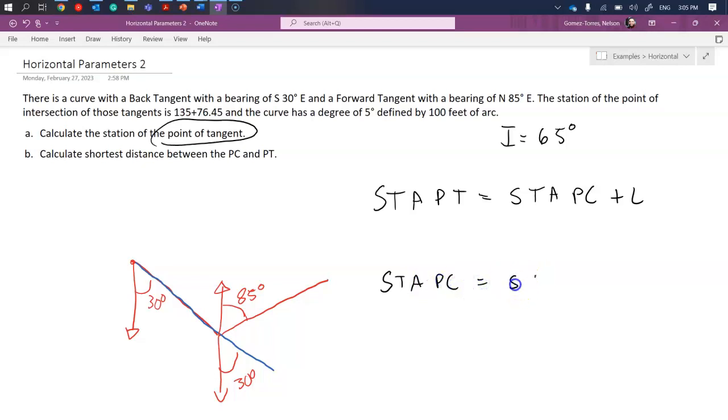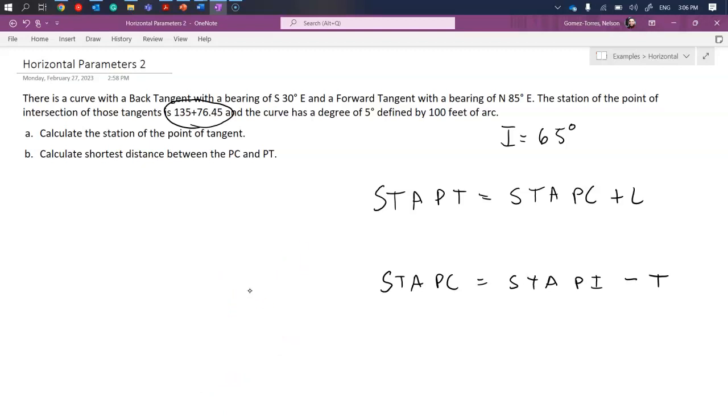Let me try to find then what is the station of PC. And the station of PC is the station of PI minus T. You remember the typical drawings for a curve, that's pretty obvious. PC is going to be PI minus T. Now, PI was given to me, this number over here. This is PI. However, I don't have T. So we need to find T. I will also need to find L if you are following my logic.